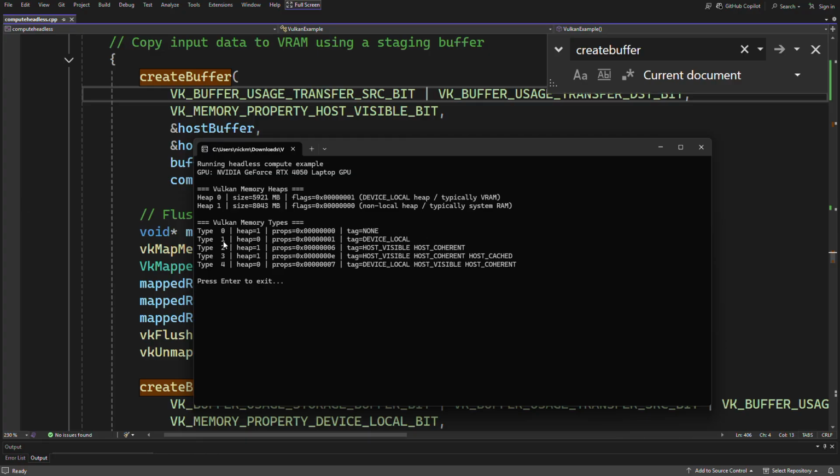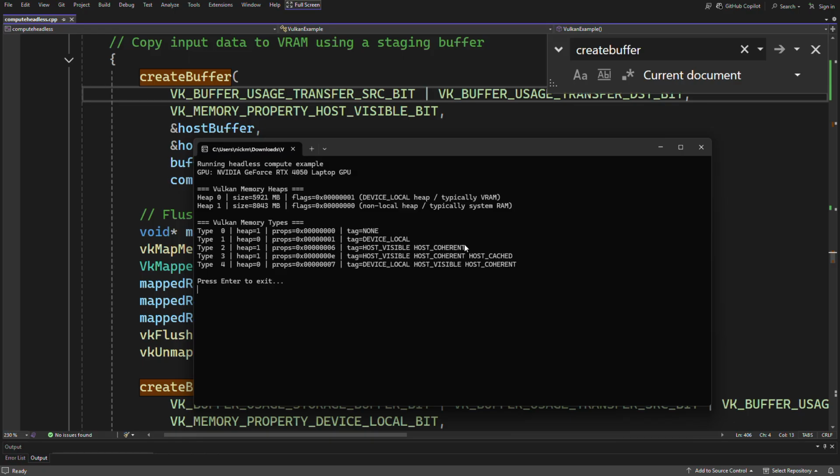We know that type 1 is just pure VRAM, right? And then there is also system RAM shared with GPU. So system RAM shared with GPU, I believe that's type 2. Host visible, host coherent. So system RAM shared with GPU, right?